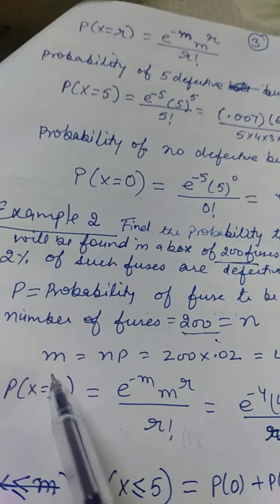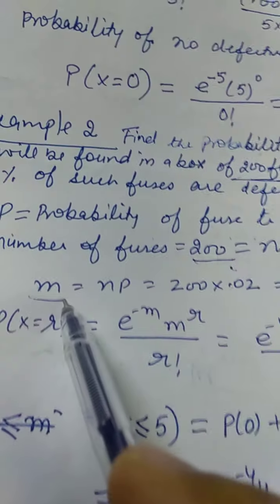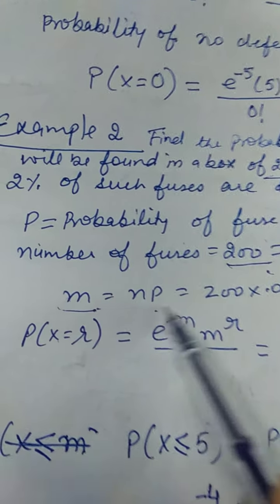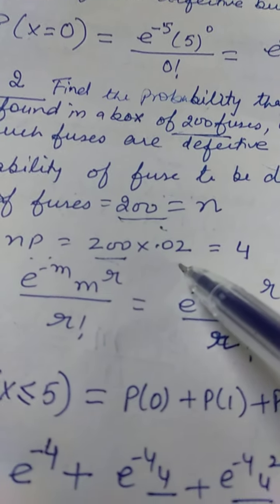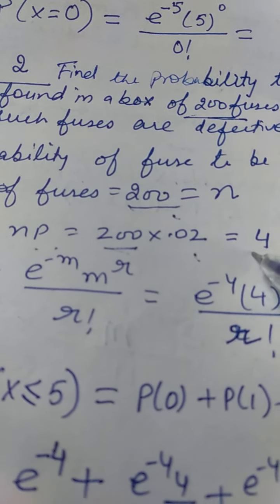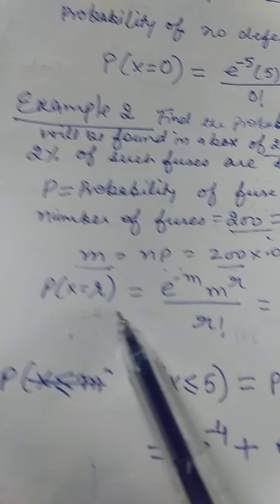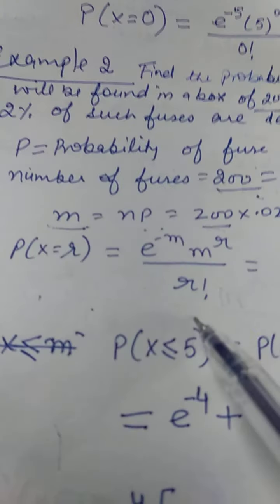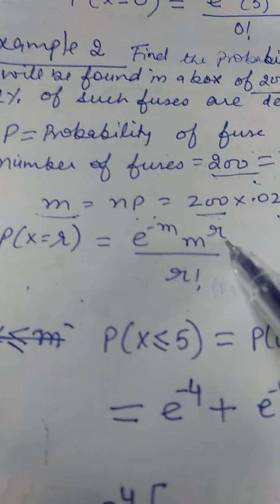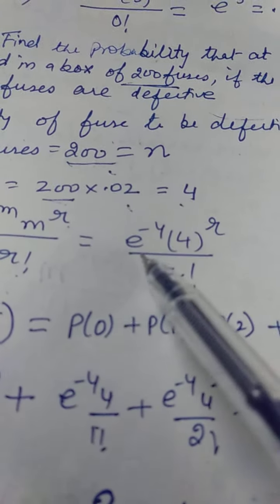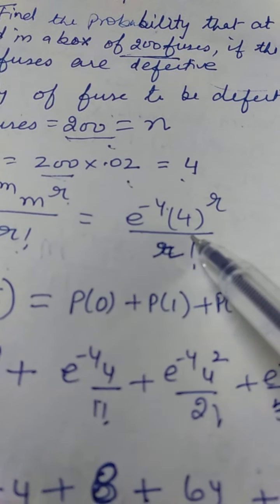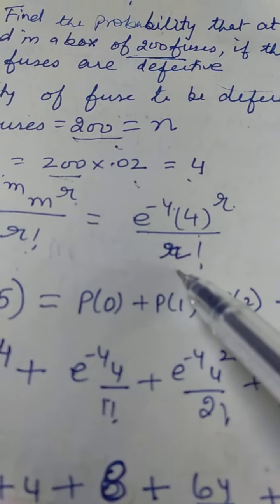So the first thing in the Poisson distribution, to find the probability, we have to find out the m. m is n into p, n is 200 and p is 0.02, and it is equal to 4. Now probability of X is equal to r, we have already mentioned, e raised to power minus m, m raised to power r over r factorial. So it is e raised to power minus 4, 4 raised to power r over r factorial.